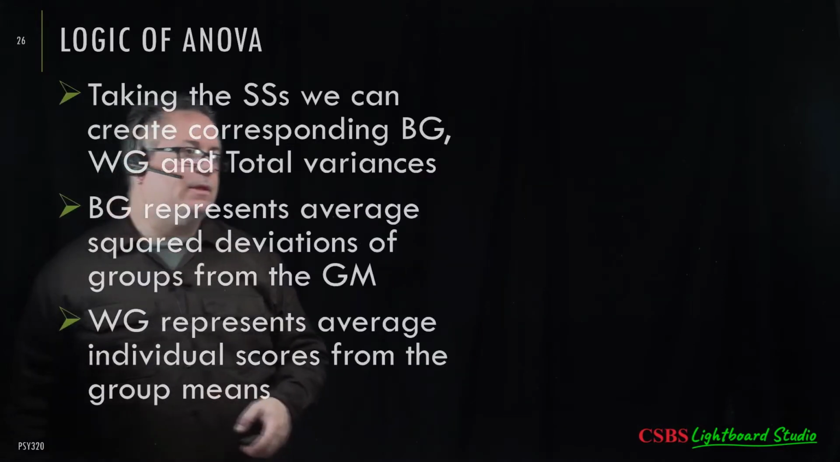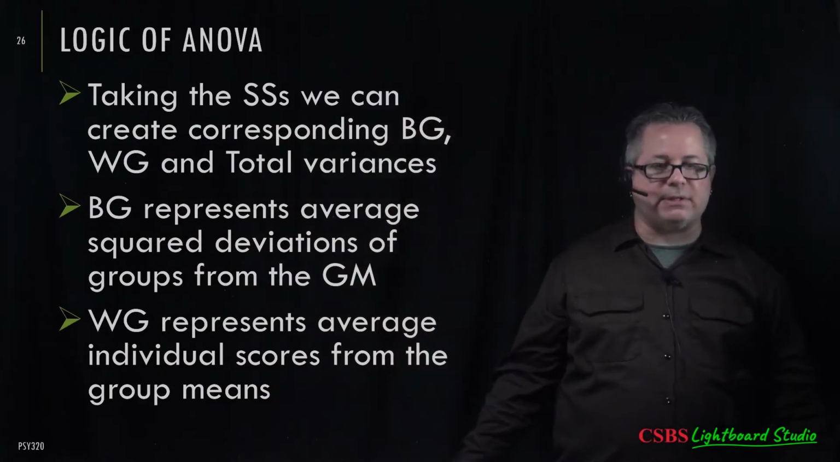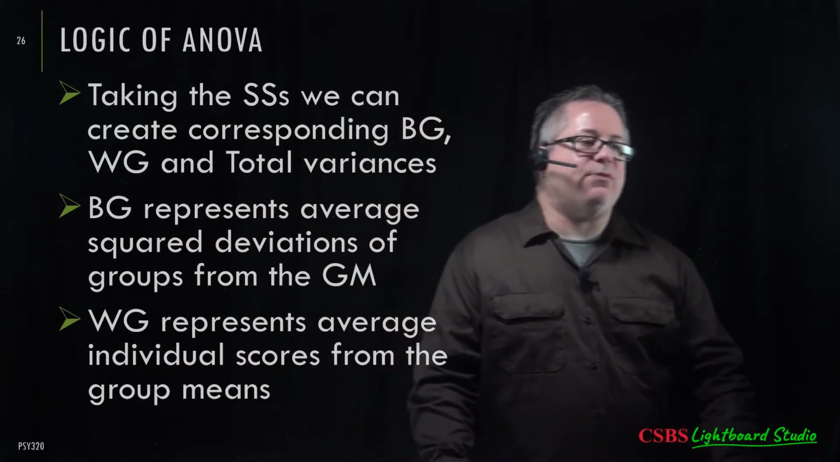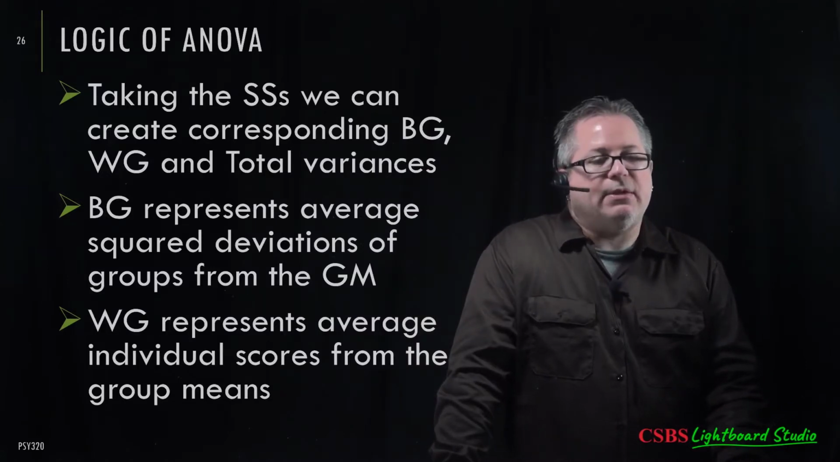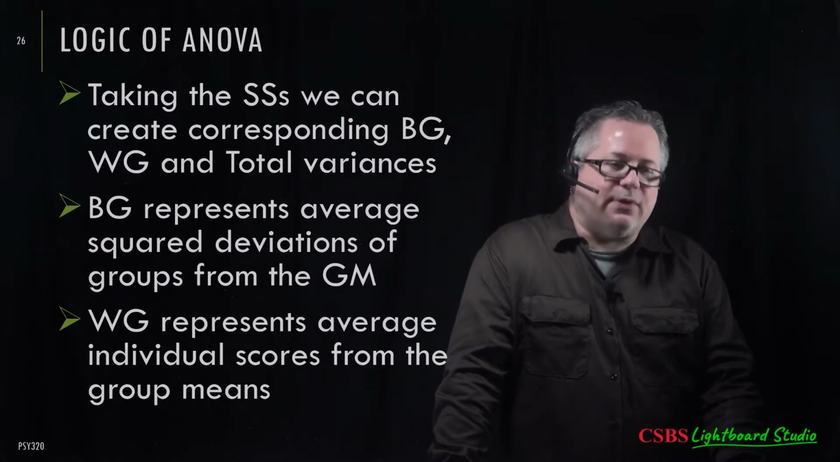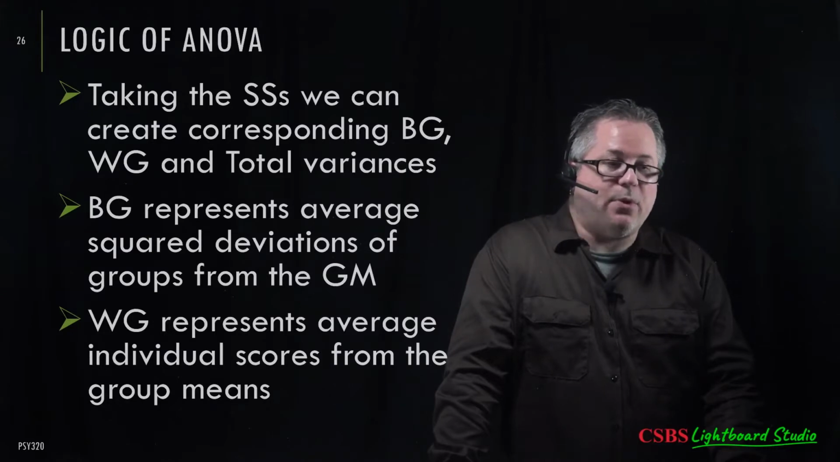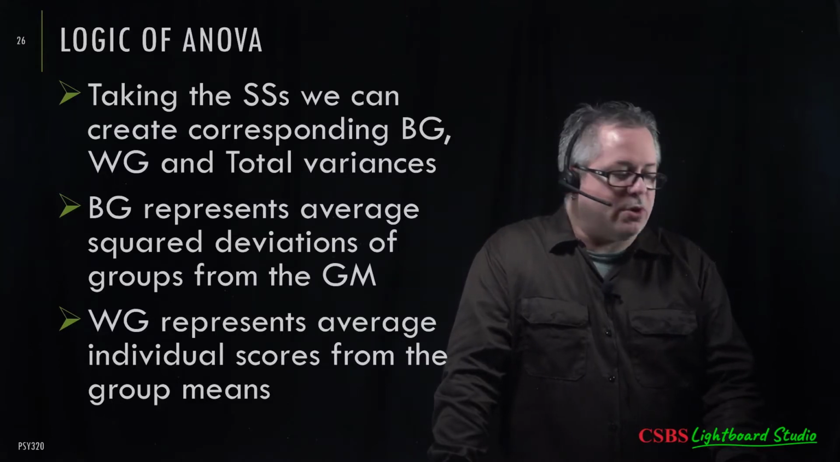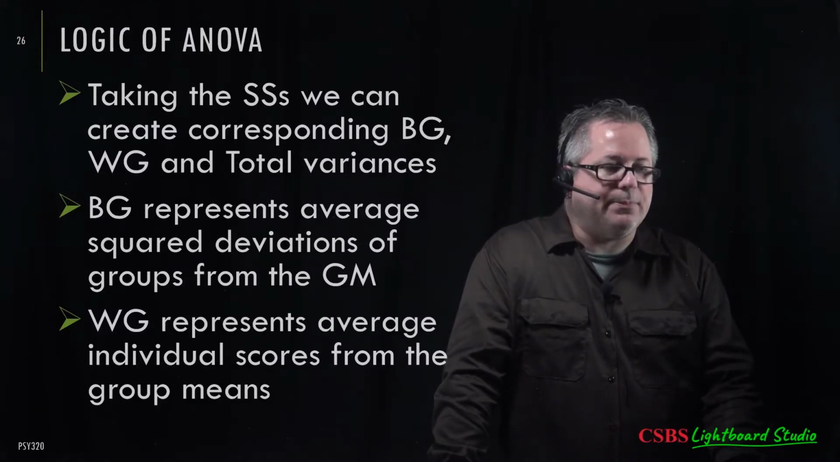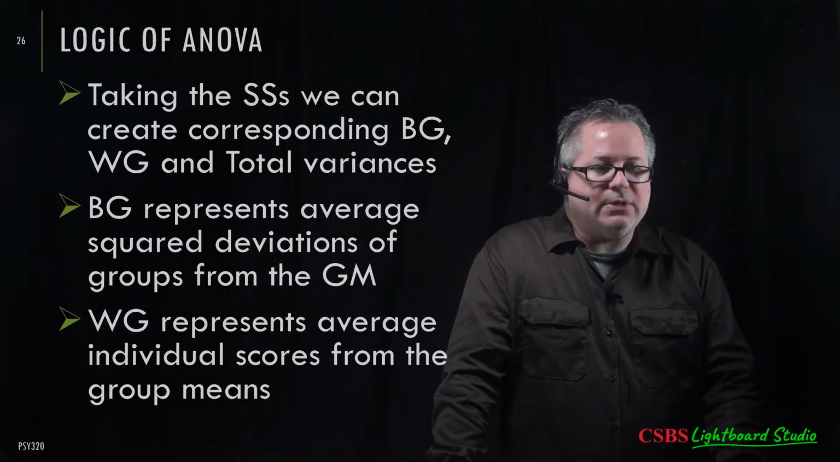Okay. So taking the sums of squares, we can create corresponding between groups, within groups, and total variances. Between groups represents the average squared deviations of groups from the grand mean. This is the part that's important, the part that we're actually interested in. It's the average difference between all the groups and the grand mean. If the variance there is very small, it tells me that the groups aren't very different from one another. The bigger that variance gets, the farther apart the groups are, because they're getting farther and farther away from the grand mean. The within groups represents the average deviation of individual scores from the group means, which we're going to treat as error.